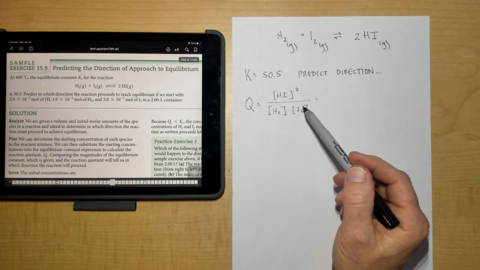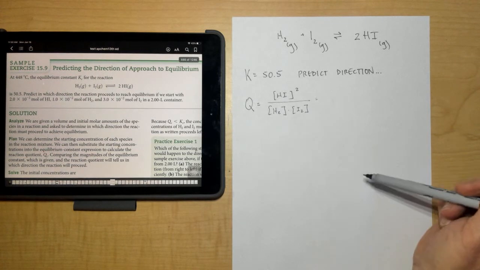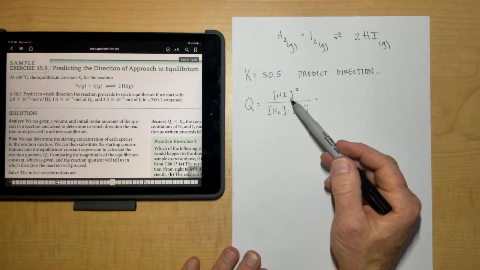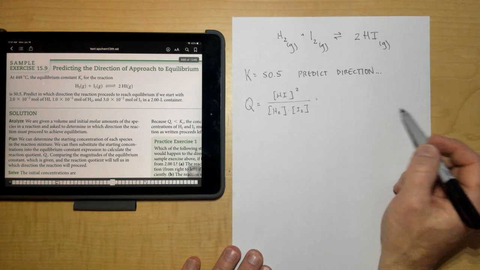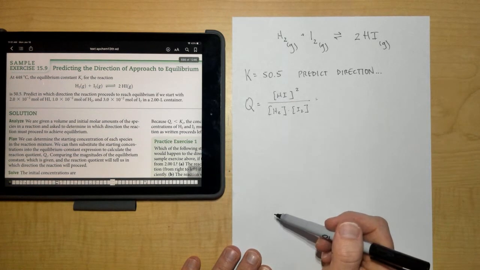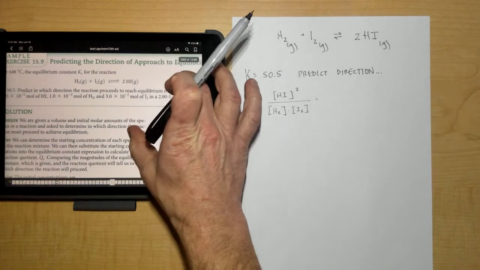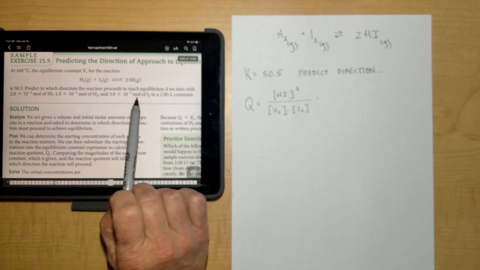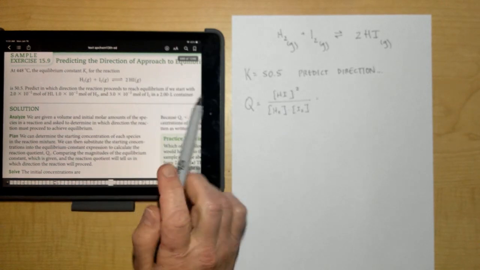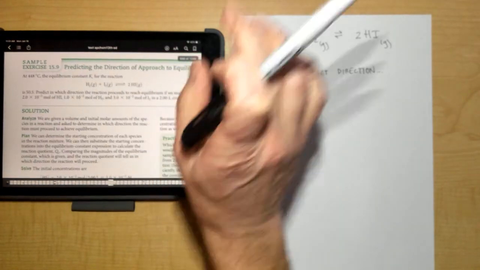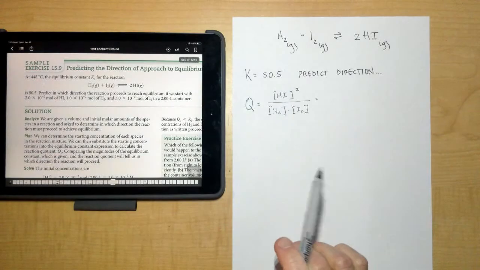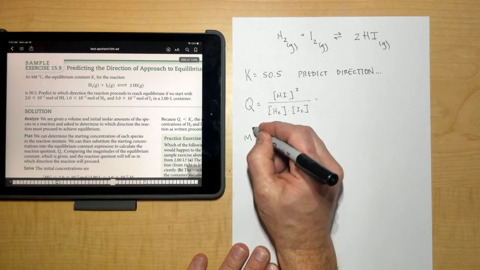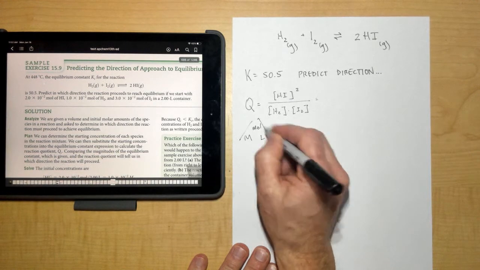We don't know whether it's at equilibrium or not, so we can't make an ICE table yet and say, oh, we're only going to plug equilibrium values in. We just plug in whatever values they give us, and then we'll compare that number to 50.5. So they give us some data right here, and they say we start with this many moles, this many moles, and this many moles in a 2-liter container. So what we want is to find the concentration. And remember, molarity is equal to moles divided by liters.